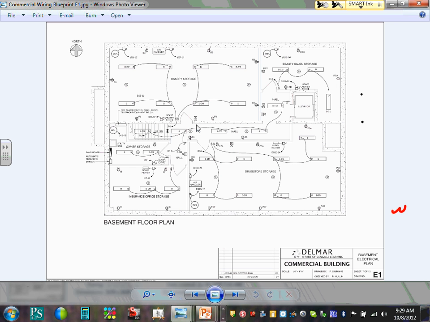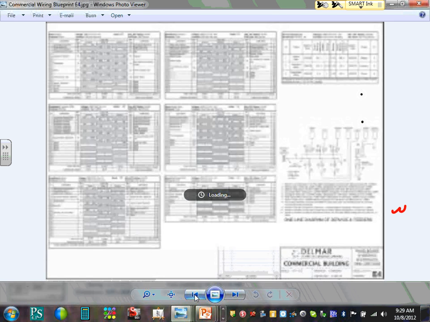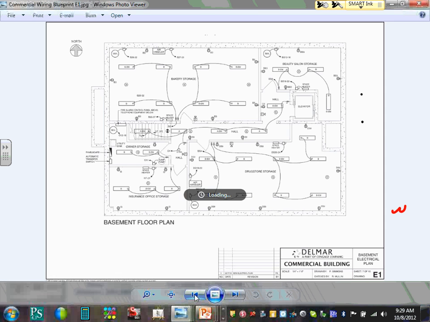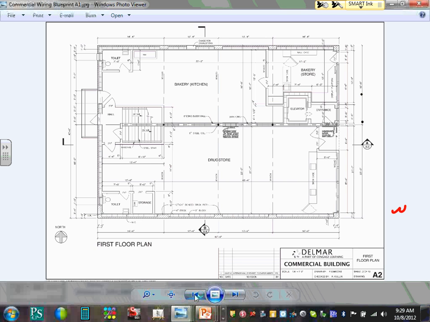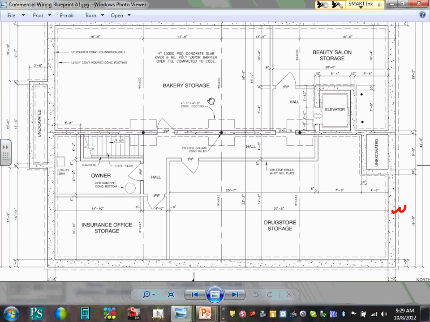Now let me take you to the architectural. I'm going to go through architectural all the way to E1. Oops, A1. I'm sorry, A1. Can you guys go to A1? Start from the beginning.